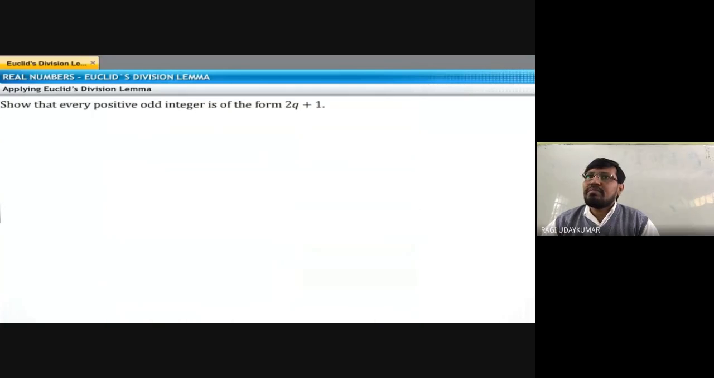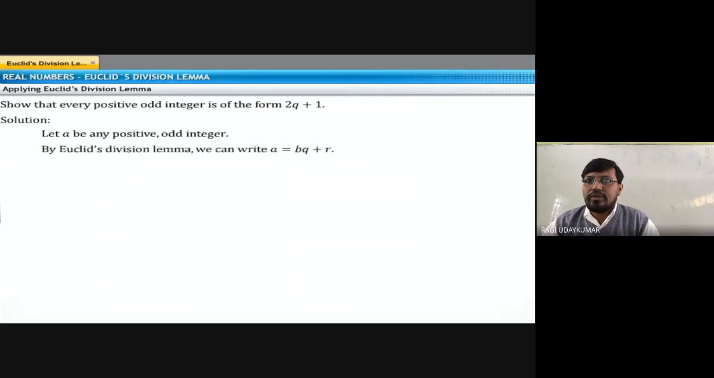Okay. So, show that every odd positive integer is of the form 2q plus 1. These model questions are also there in your textbook. A is any positive integer, and applying Euclid division lemma, a equals bq plus r. So take b equals 2, and we can write a equals 2q plus r.